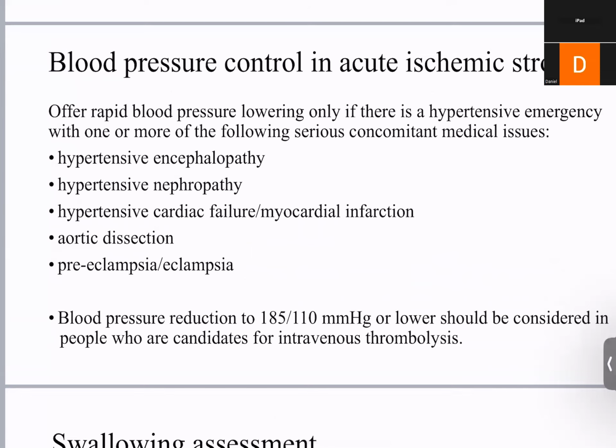Again, blood pressure control in acute ischemic stroke. Rapid blood pressure lowering should only be offered if there is a hypertensive emergency, like hypertensive encephalopathy, hypertensive nephropathy, or hypertensive cardiac failure, or myocardial infarction, aortic dissection, or associated preeclampsia or eclampsia. And as we discussed earlier, for intravenous thrombolysis, the cutoff is 185 over 110.